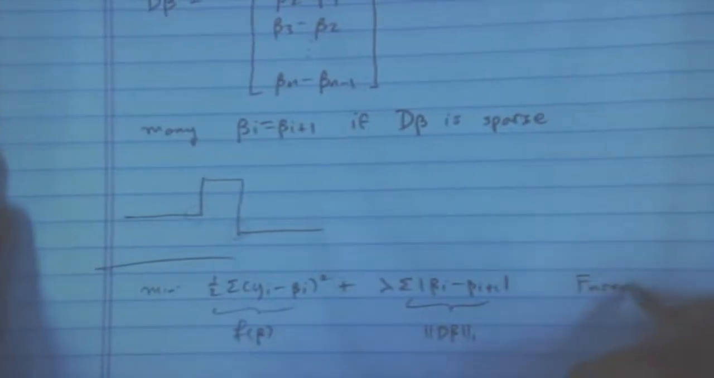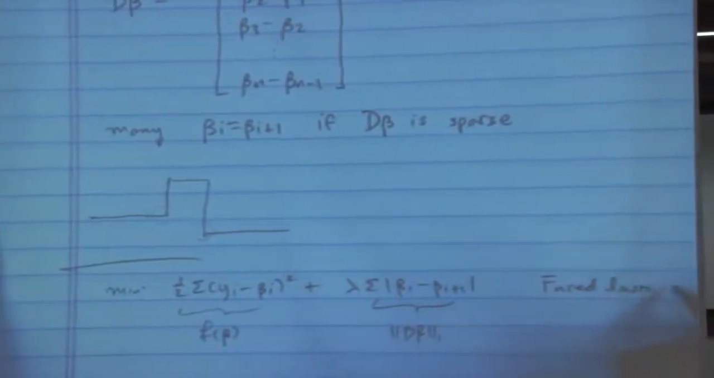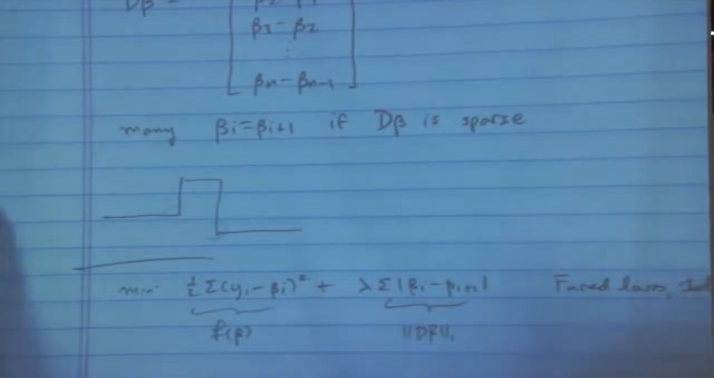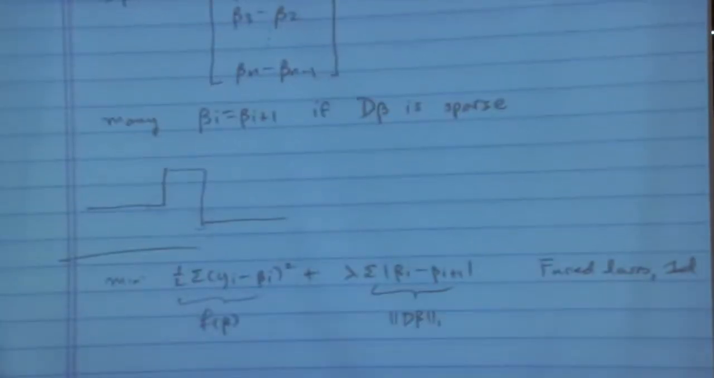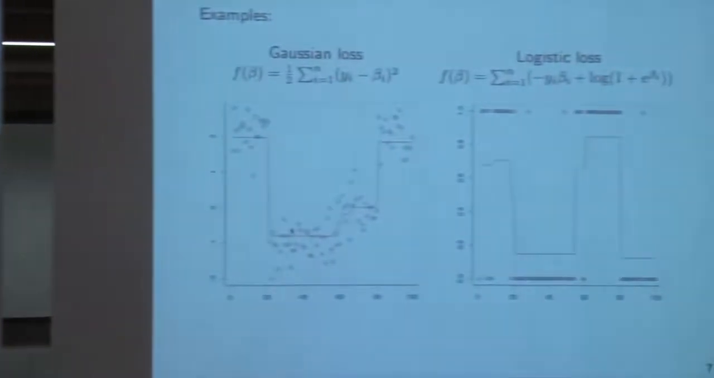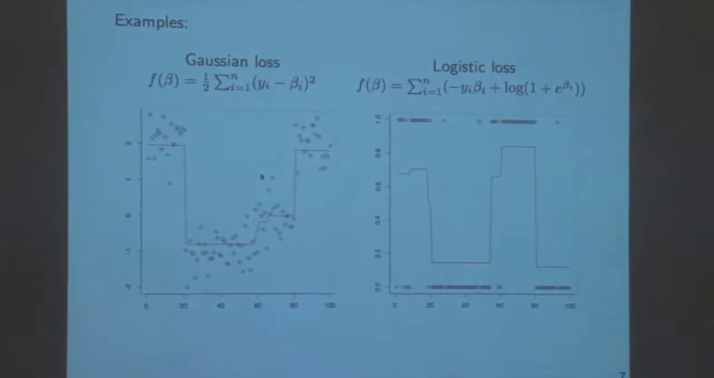Right, where this ends up being my f of beta, and this ends up being my L1 norm of D times beta for particular choices of f and D. Right, so you can see that lambda controls the strength of the penalty. So I just chose some value of lambda for visual purposes here. You can see it does a decent job of estimating the mean in a piecewise constant fashion.